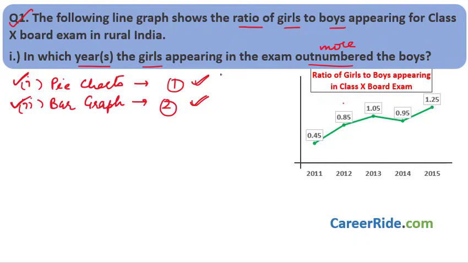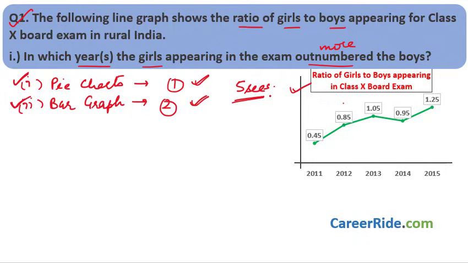Okay, now this graph shows you, what does it show you? It shows you the ratio of girls. Look at the title, ratio of girls to boys appearing in class 10 board exam. This is a very easy question, and I guarantee that you can answer this question within 5 seconds without having to actually go through any calculations. Just you have to know what is being given and asked in the questions.